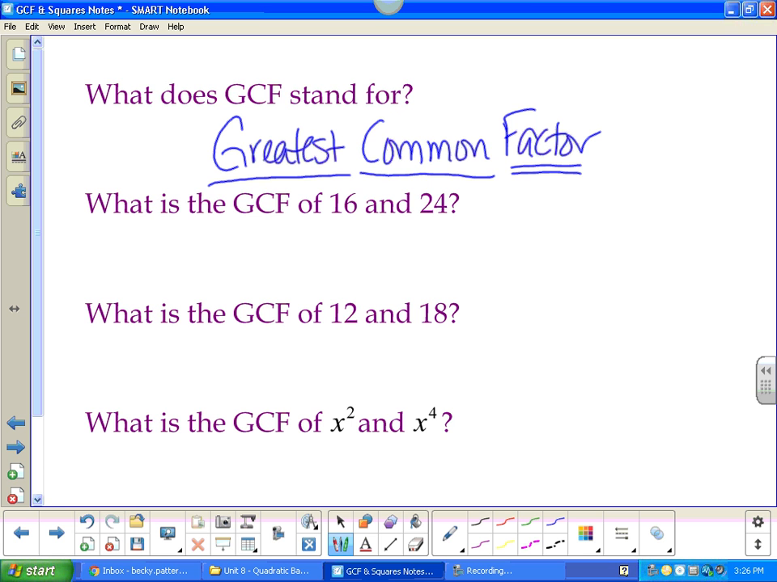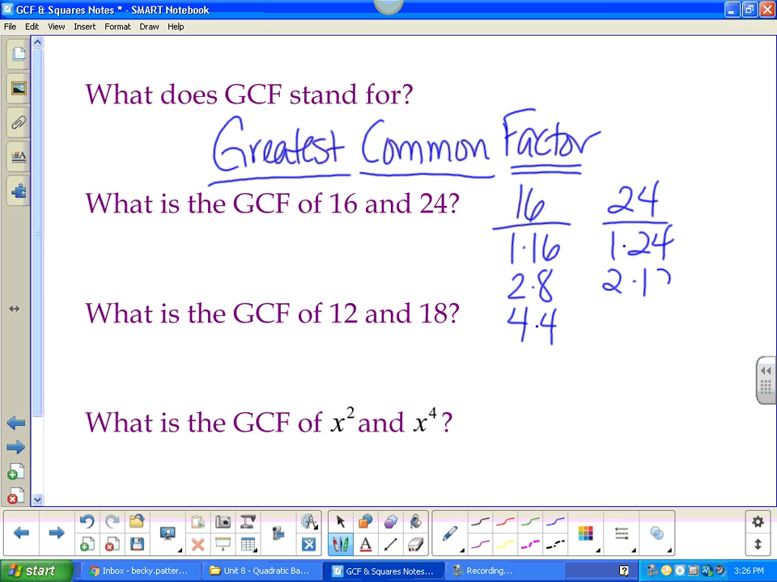So if I'm looking at the greatest common factor of 16 and 24, this is what you should be thinking. Not necessarily writing it out, but this is what you should be thinking. Those are all the factors of 16. And those are all the factors of 24. Well, I want the biggest number that goes into both. So the answer is going to be 8. Now, 2 goes into both, 4 goes into both, but I want the biggest number. So the GCF of 16 and 24 is 8.